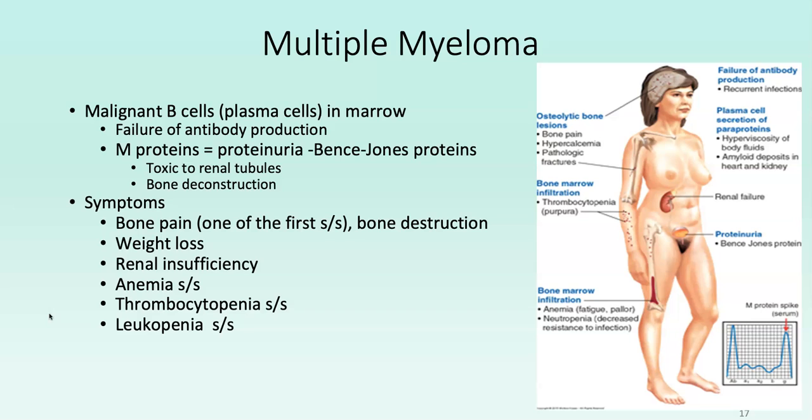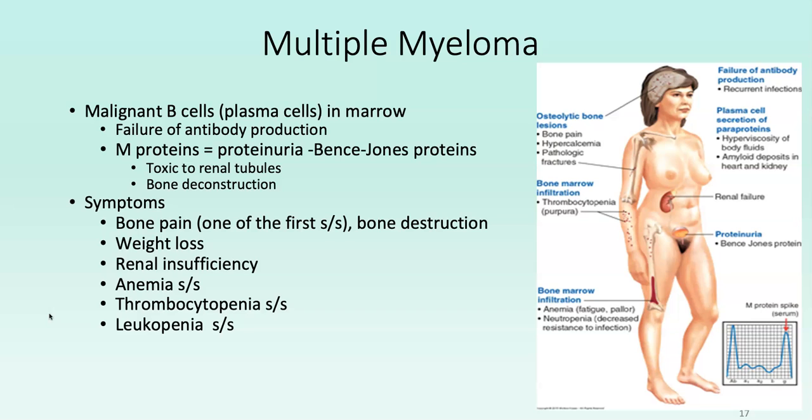The last disorder we're going to talk about is multiple myeloma. This is a B-cell malignancy of terminally differentiated plasma cells. It comprises 1% of all cancers in Western countries. It's higher in men and people of African American descent. It occurs more frequently in the elderly. The peak onset is 63 to 70 years of age.